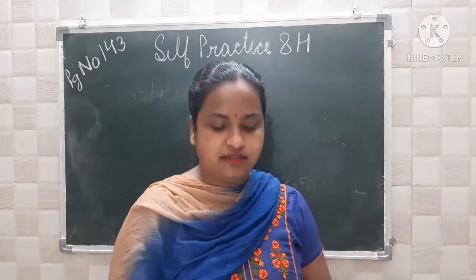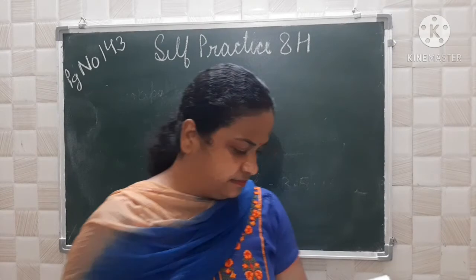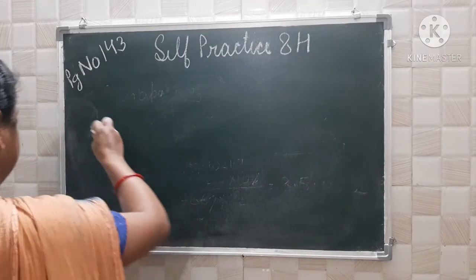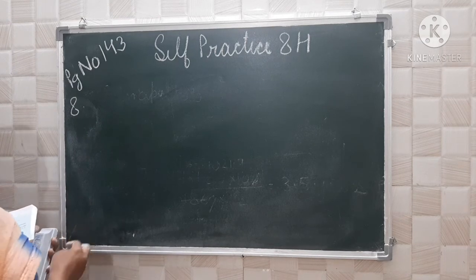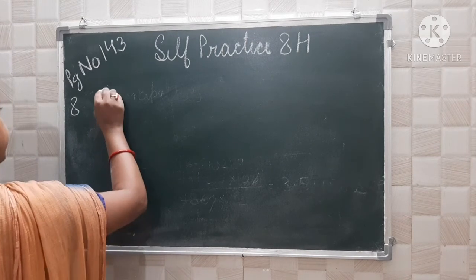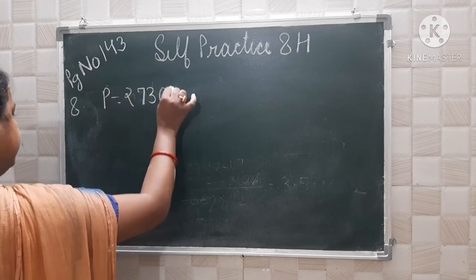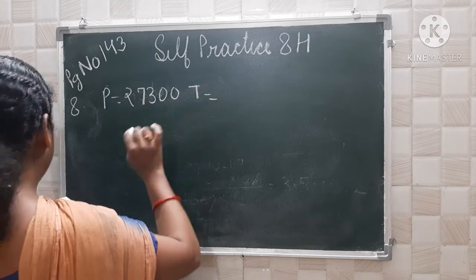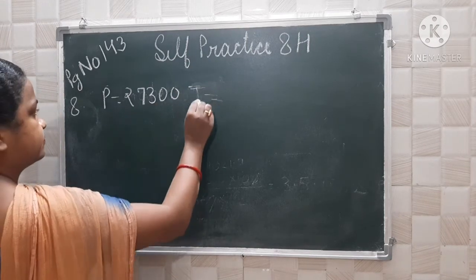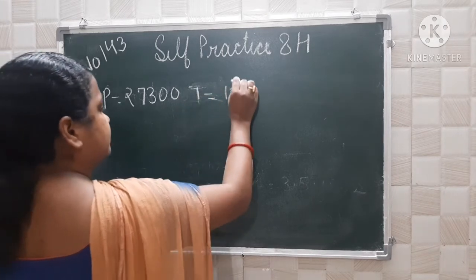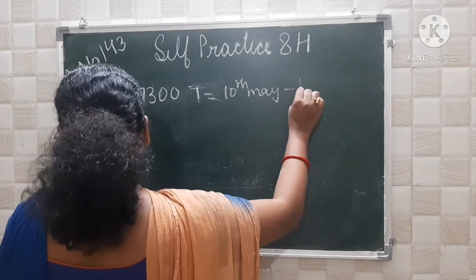Okay students, is it clear up to here? Now come to question number 8. Find the simple interest on 7300. So principal is rupees 7300. Time, you can find time like this. It is from 10th May to 10th September.